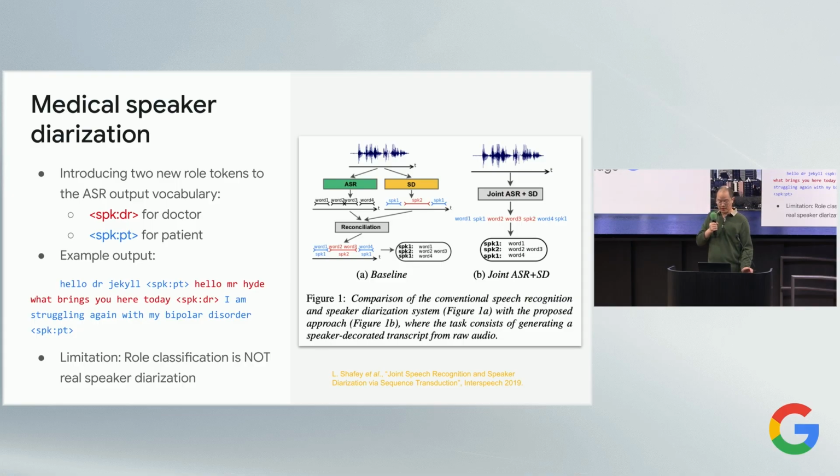However, this work is just a role classification. The roles are predefined, and we know the maximum number of speakers is 2. So this can solve the in-domain problem of medical diarization, but it's not a generic solution for speaker diarization, because we know real speaker diarization should be permutation invariant.